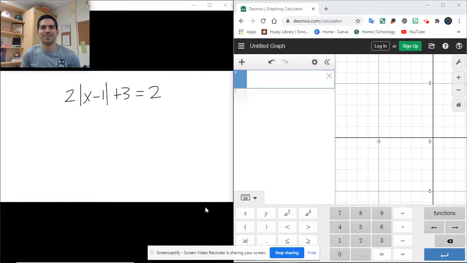Hey guys, in this third example, if you're watching them in order, I'm going to be showing you how you know when the function has no solution. So we've done two solutions, we've done one solution. How do you know when there's no solution? Okay, so I'm going to do this example here that you see on the screen: 2 times the absolute value of x minus 1 plus 3 equals 2.